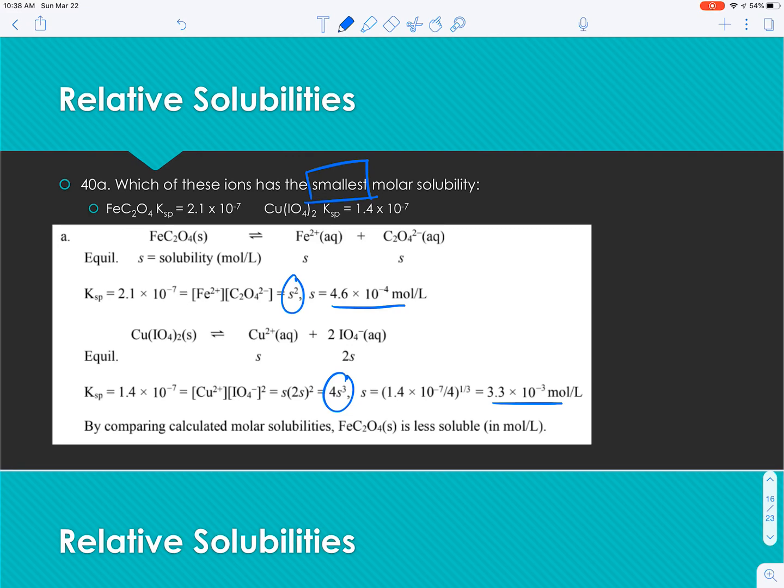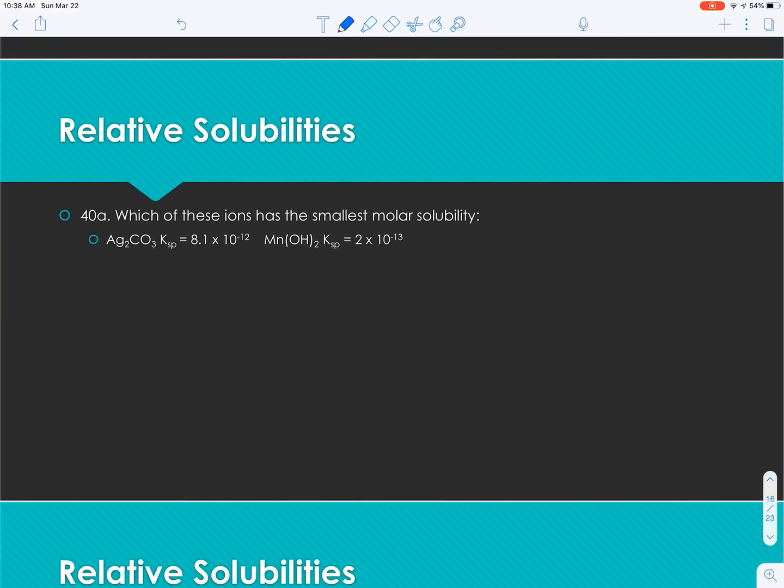That's the most annoying mistake, to misinterpret the question. So we would think, smallest KSP, which is this one. But if you actually do the math, you find that this one has the lowest molar solubility in terms of the molarity. So it's iron 2 oxalate.